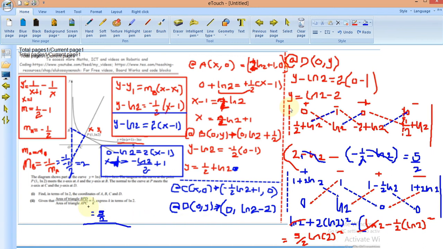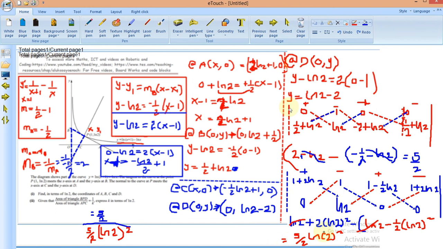APC? Why not BPD? Okay, sorry about that. So now let me put this down. So divided by, so area of triangle BPD, which is 5 over 2, divided by area of triangle APC. Guys, I can't imagine APC in this question. Okay, so ln 2 all squared. And this is a mistake, guys. I don't know why, I just played the fool. It's not the 2 that is squared, it's ln 2 all squared.